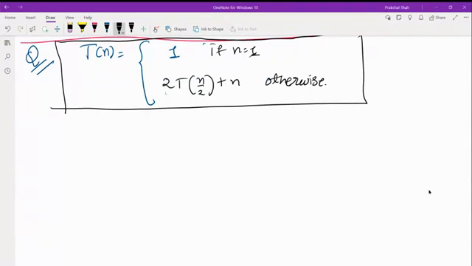Otherwise means when n is not equal to 1. You can consider n greater than 1, not less than 1. For now, just ignore that case.